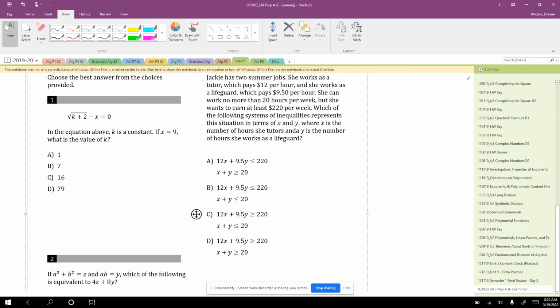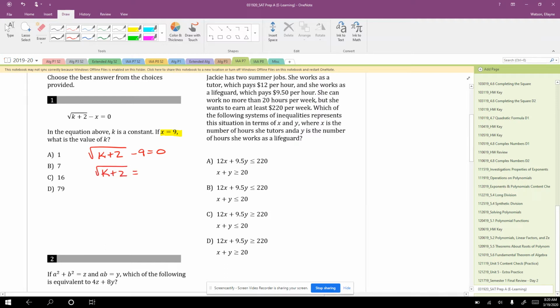Okay, so number one, what I would do here is first substitute 9 in for x and rewrite the equation. Then the question is asking us to solve for k. This is a problem where I feel good about it. I know how to do it, so I'm just going to go ahead and do it as opposed to looking at the answer choices and working backwards. Okay, so I'm going to move 9 to the other side.